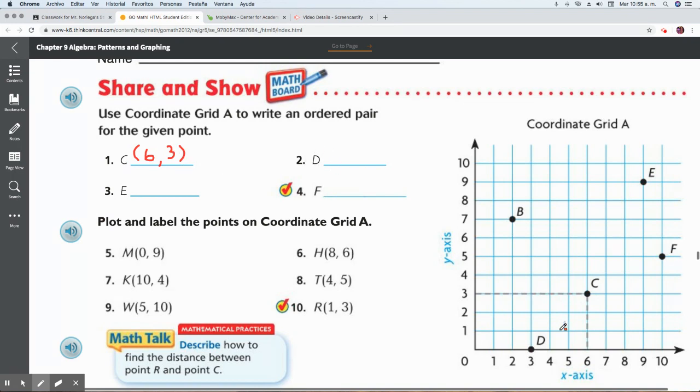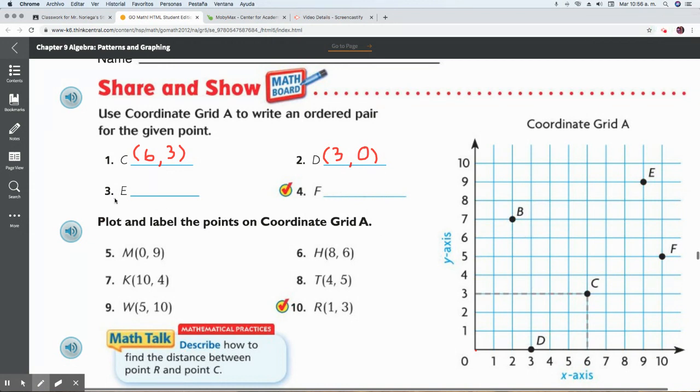Where is letter D? Letter D is right here. To find the first number, don't forget that you need your parentheses and a comma. Count how many units are from 0, which is the origin, to that point. 1, 2, 3. Did letter D move up? Did we count how many units are going up? No, we didn't. So that means that the y-axis or the second number is 0 because we did not move to the top. We didn't go up.